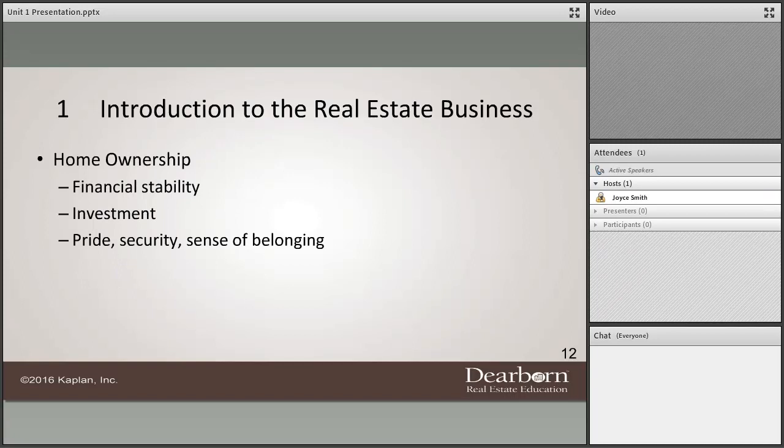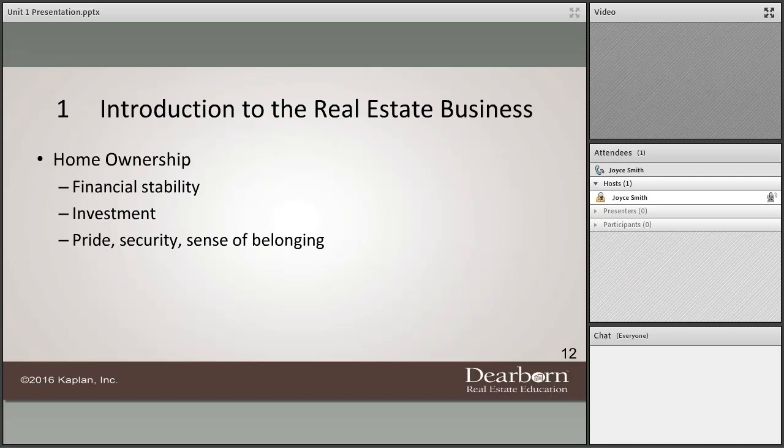Homeownership. We take this very much for granted in the United States, that people can own a home and they can get a mortgage on that home. It's not that way in other parts of the world. But ultimately, our thing of ownership in the United States represents financial stability. And this is why people want to be able to own their own home.